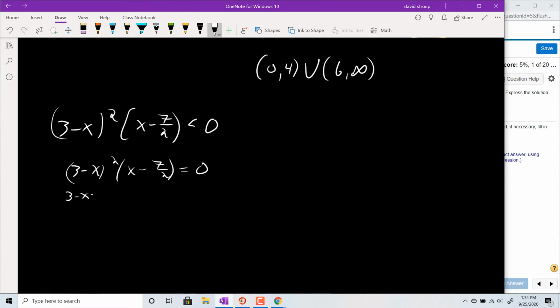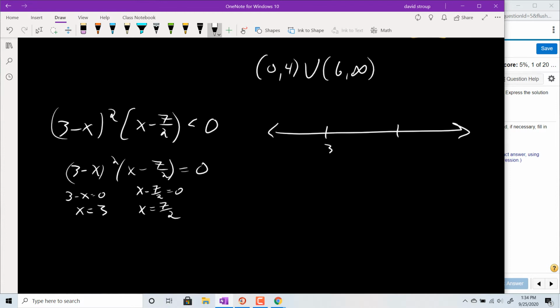So 3 minus x equals 0. It's a repeated root, but that's not going to mean that we have any extra work to do. You're just going to label 3 on the number line. x minus 7 halves is 0, so x is 7 halves. So 3 is less than 7 halves. And do your test value, your sign, and your conclusion.